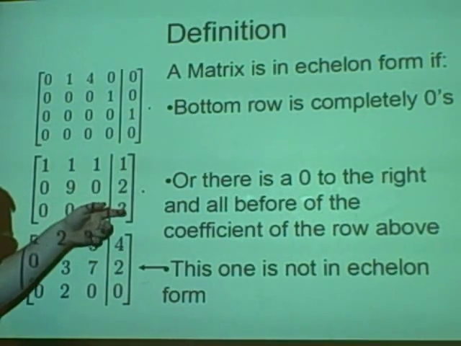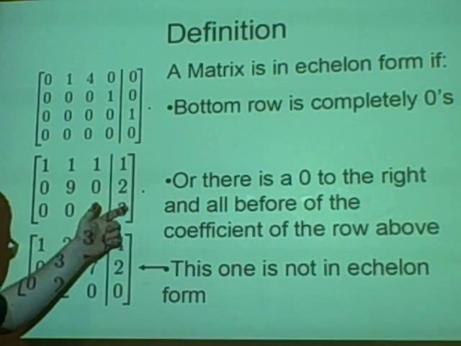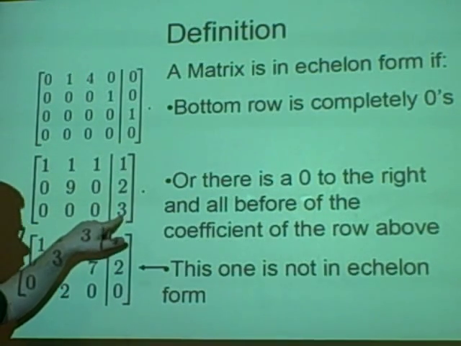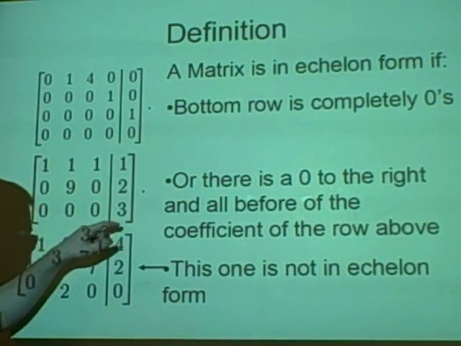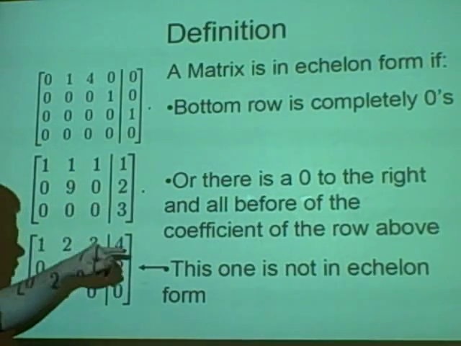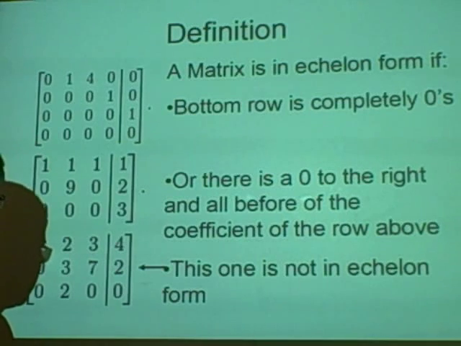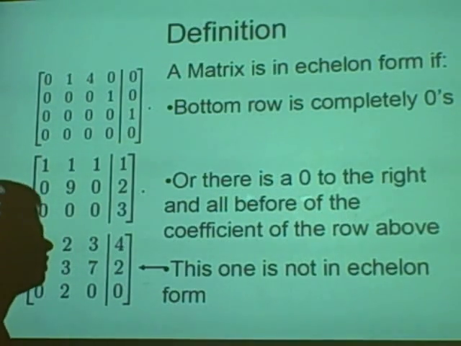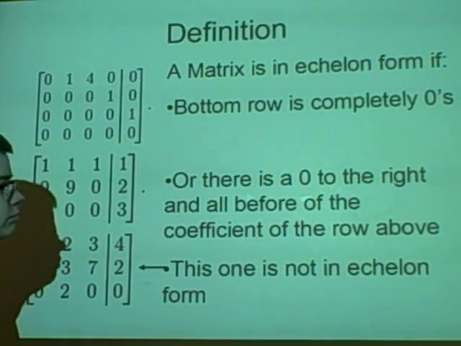Now you can have a value here, but if there is a value here and this 0 is leading, then this means that there is no solution to the Gaussian method. So there's no answer for x, y and z.